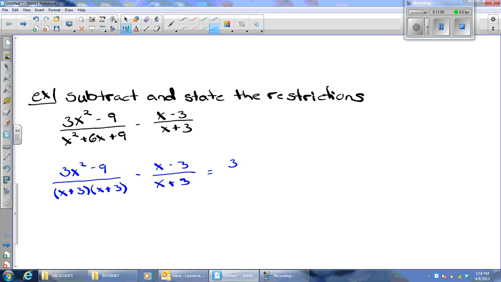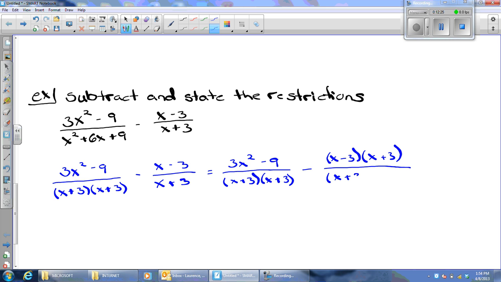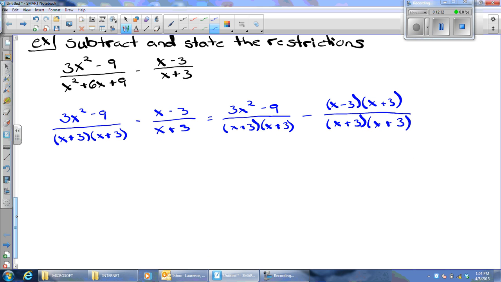So we're going to keep this the same, 3x squared minus 9 over x plus 3, x plus 3, minus, we're going to have an x minus 3 times an x plus 3 and an x plus 3 and an x plus 3 on the denominator. So now we have common denominators. We can subtract now.